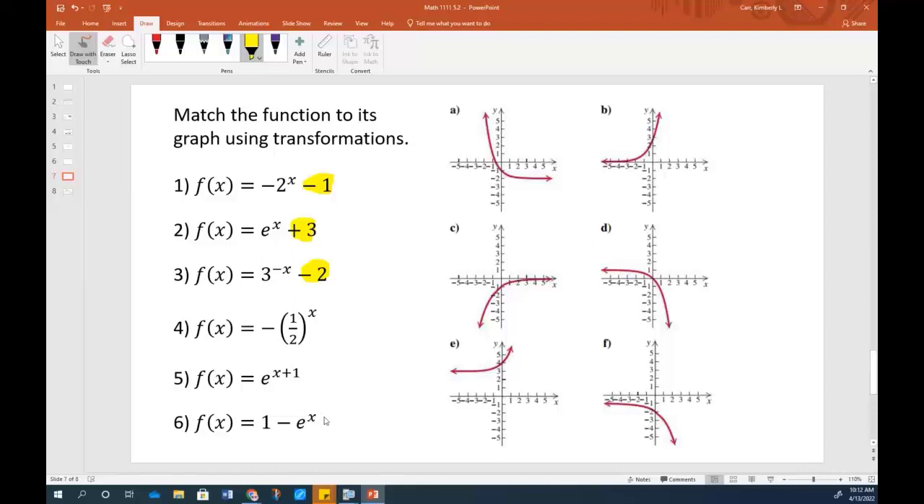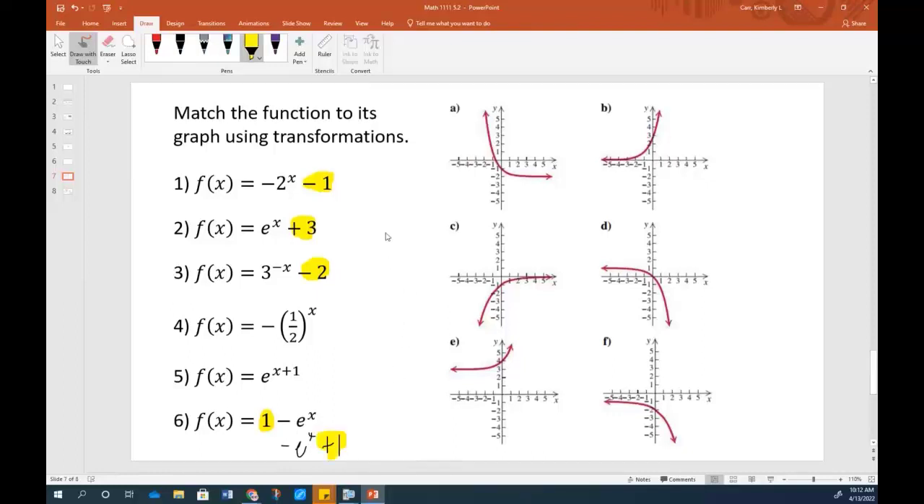Now this one seems to be written a little bit different, but this is where the asymptote is, because I could rewrite that one as negative e to the x plus 1. All right, so that's asymptotes.